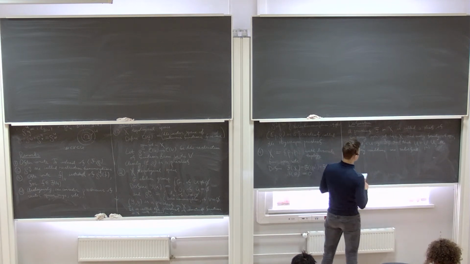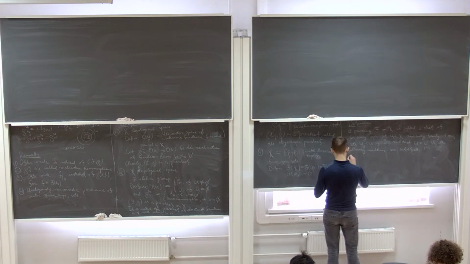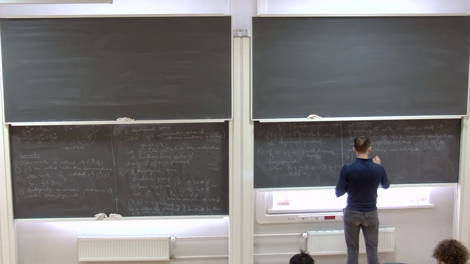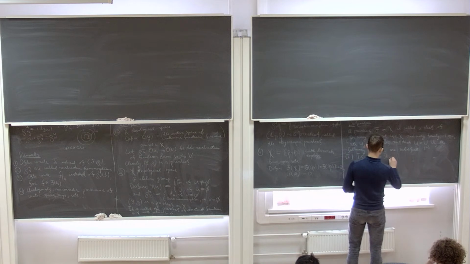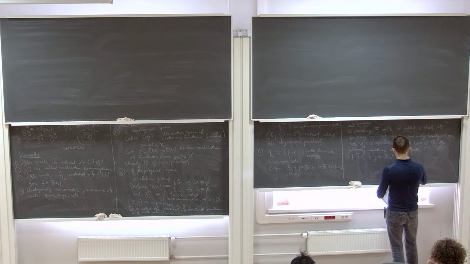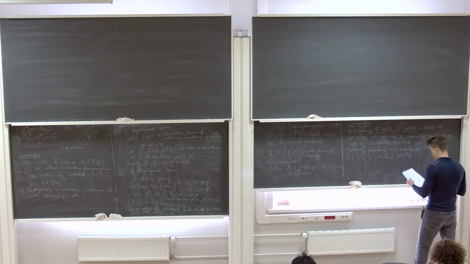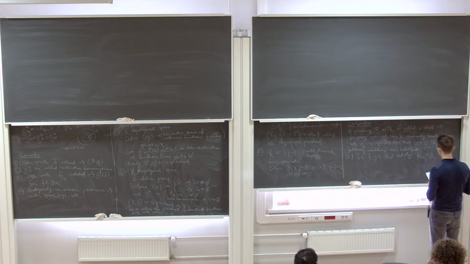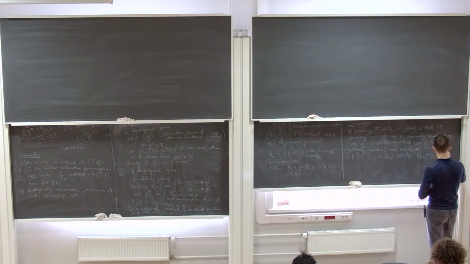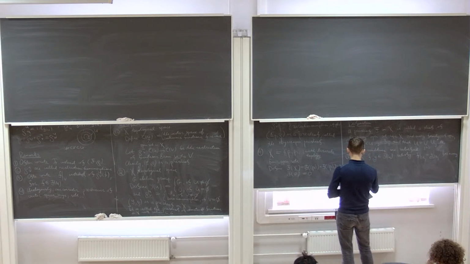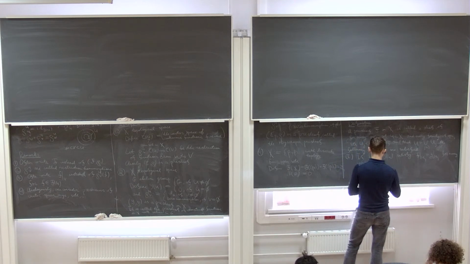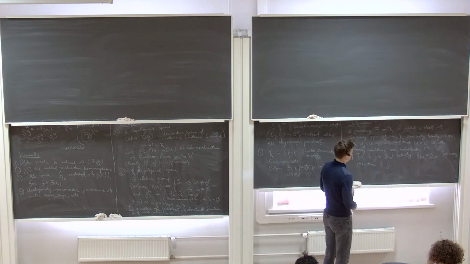So the first one: if we have two elements f and g in F of U satisfying f restricted to Uj is equal to g restricted to Uj for every j, then f is equal to g.